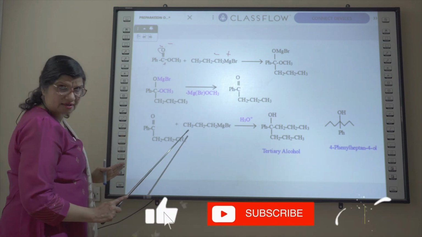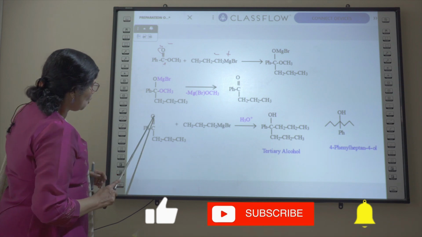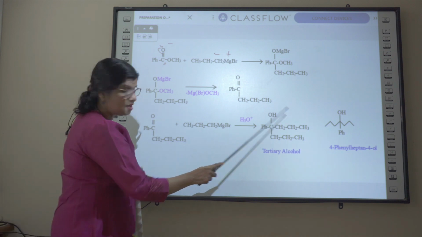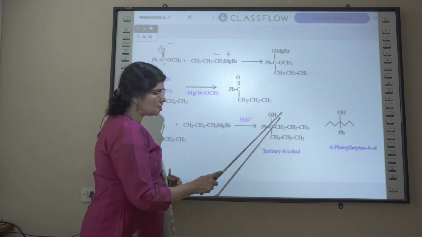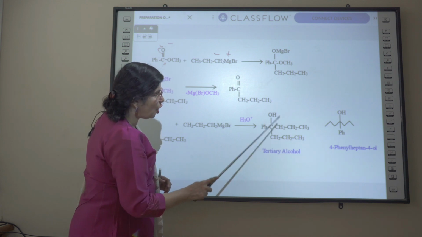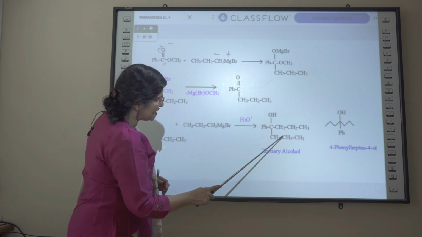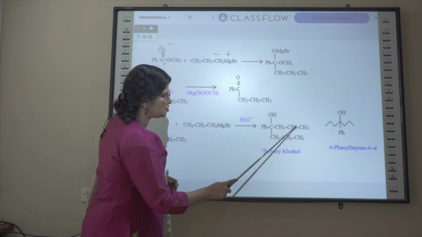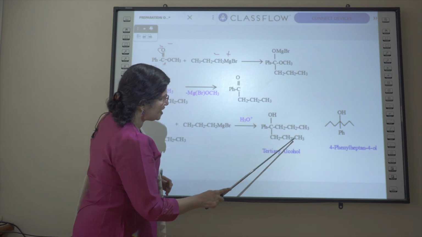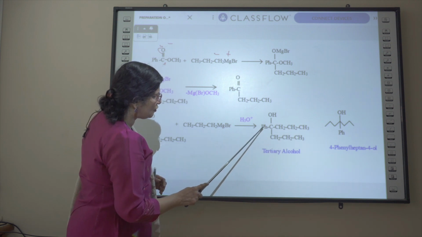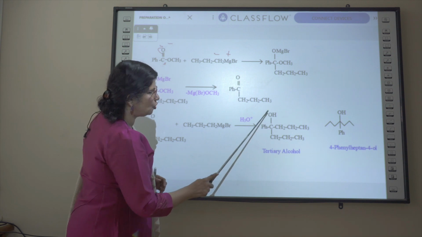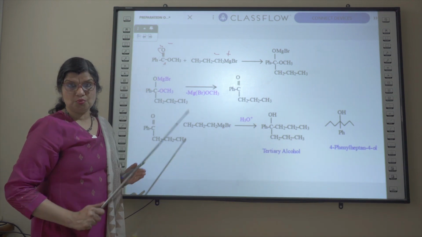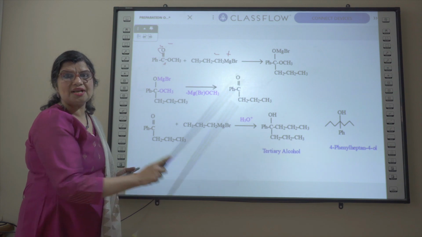The usual Grignard reaction occurs. You first get the adduct OMgBr, and to this carbon CH2CH2CH3 gets attached. When subjected to hydrolysis, you get OH, you get the tertiary alcohol. This is what is required. See, CH3CH2CH2, C, OH, C6H5, CH2CH2CH3, which is 4-phenyl, 1, 2, 3, 4, 4-phenyl heptan-4-ol. This is the expected tertiary alcohol. This is how you convert an ester to a tertiary alcohol.